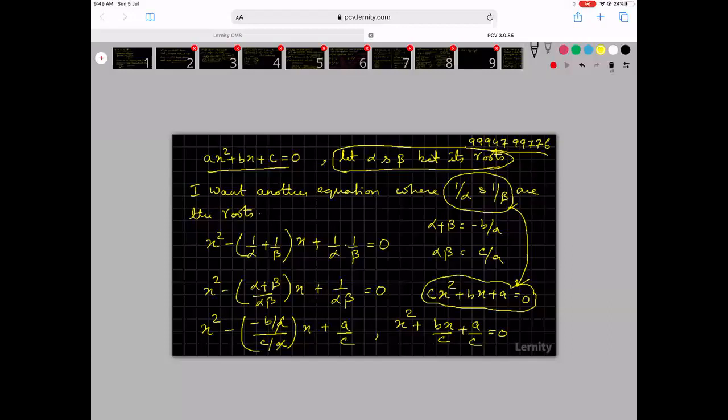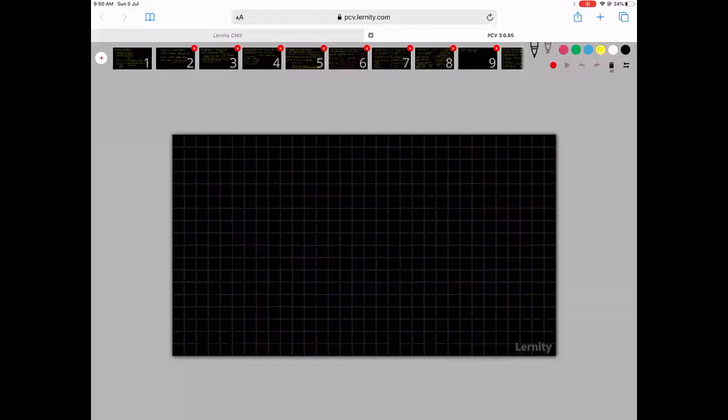So cx square plus bx plus a is equal to 0. Now I'll explain the same thing with slightly different logic. See, ax square plus bx plus c is equal to 0 is a quadratic equation whose roots are alpha and beta. That means if I put x is equal to alpha, I'll get 0. If I put x is equal to beta, I'll get 0.